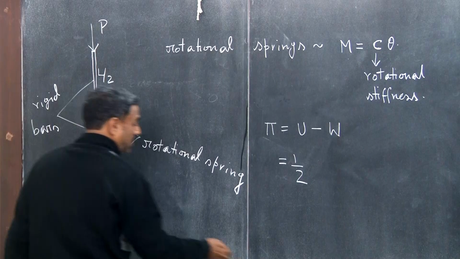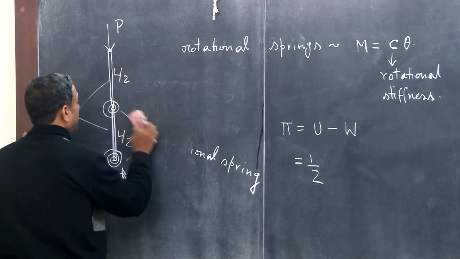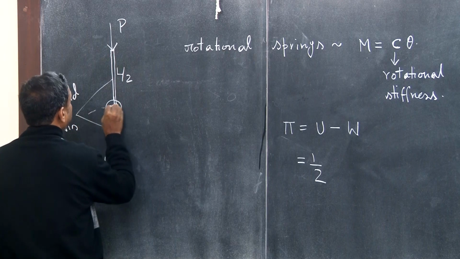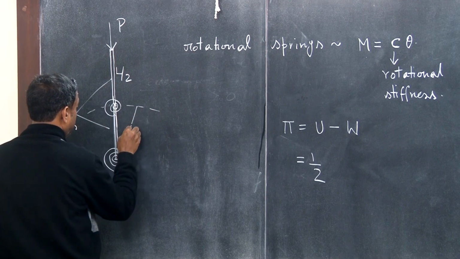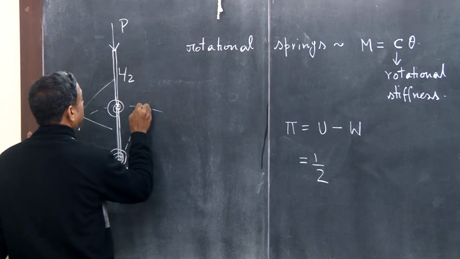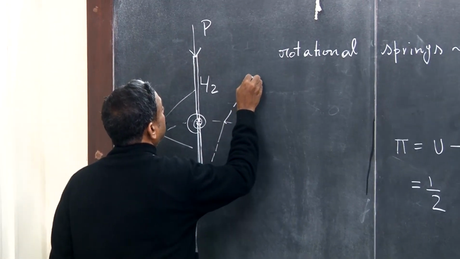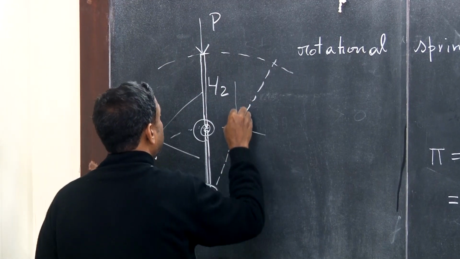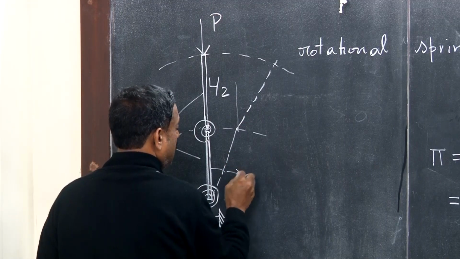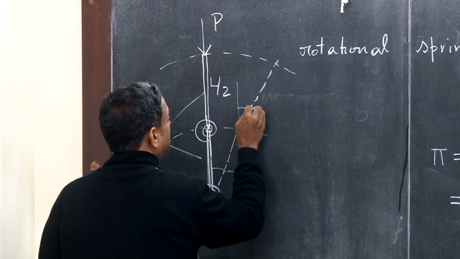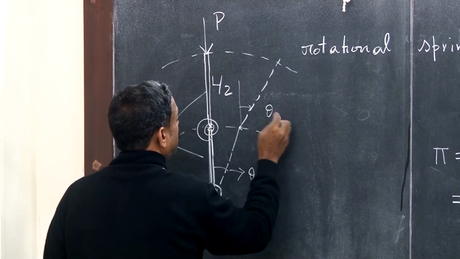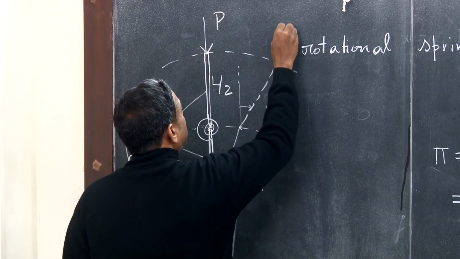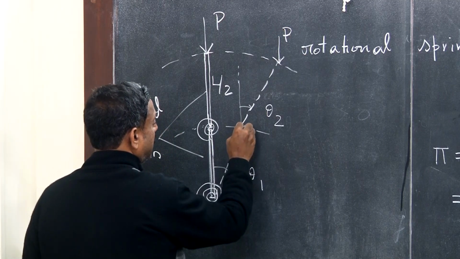Perturbing it means this is attaining a deformed configuration where it is rotating, so it will come here, and with respect to this, it is going to come somewhere here. So I am defining this angle as theta 1, and this angle from here I am defining as theta 2, and this P is coming here. So that is the way the springs are in action.